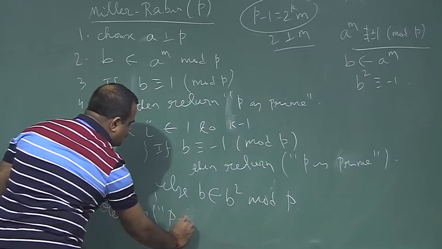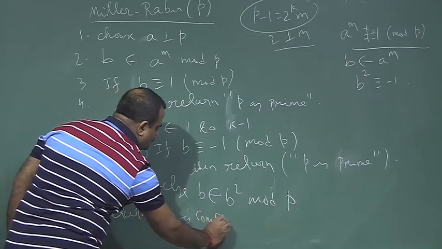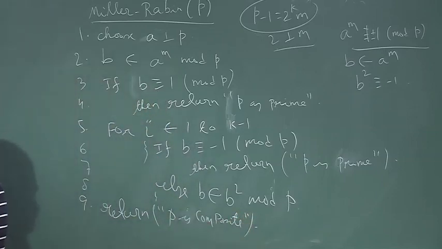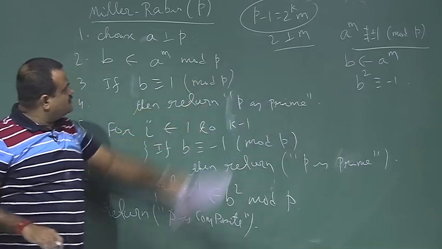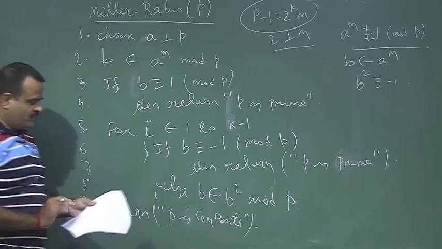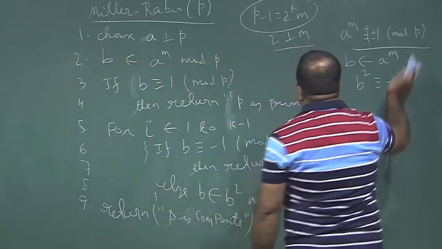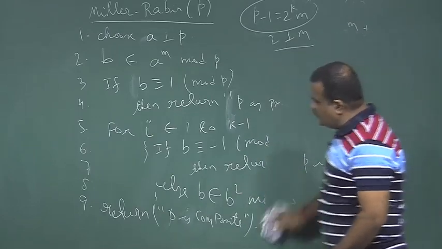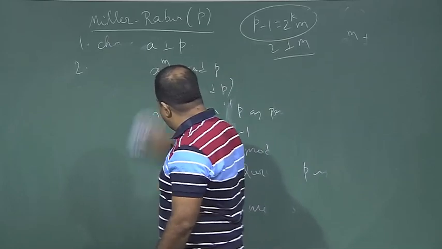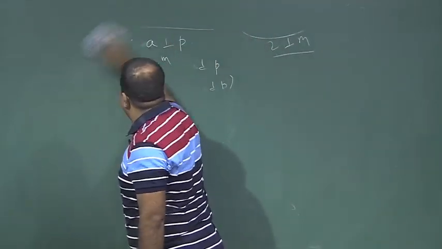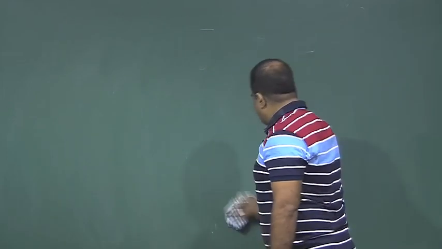P is composite. Then we return p is composite, because we have tried for all possibilities up to k minus 1. Let us take a quick example for testing this. If it is returning composite, then it is surely a composite number, there is no probabilistic sense, but if it is returning prime, then this is a probable prime or pseudo prime base a, we can say. But anyway, this is the test.